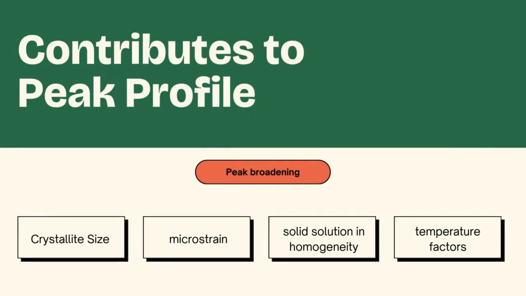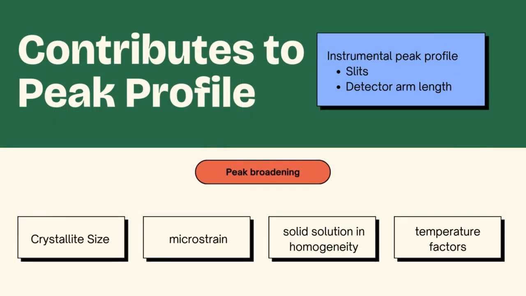The peak profile is influenced by instrumental contributions, including parameters like slits and detector arm length. Crystallite size affects peak broadening, analyzed using full width at half maximum and Scherrer length.